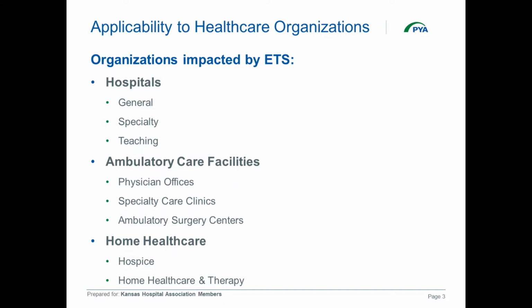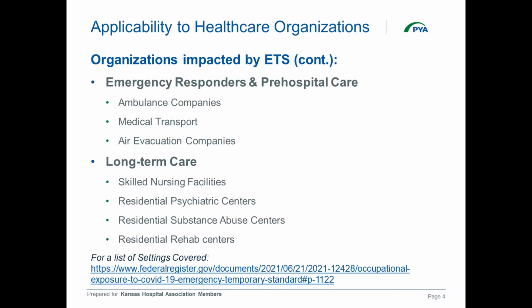In addition to the ambulatory, home health fits right in there. So those organizations that have hospice programs, home health care, the whole variety of services, as well as those providing in-home therapies, would all be covered as part of this.